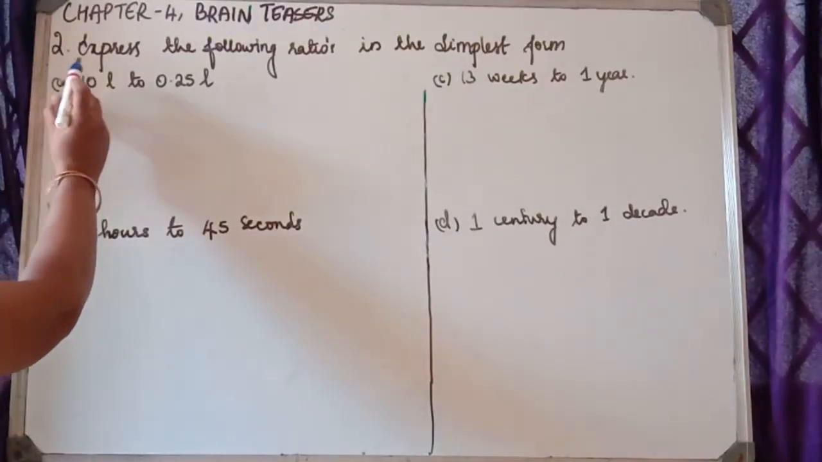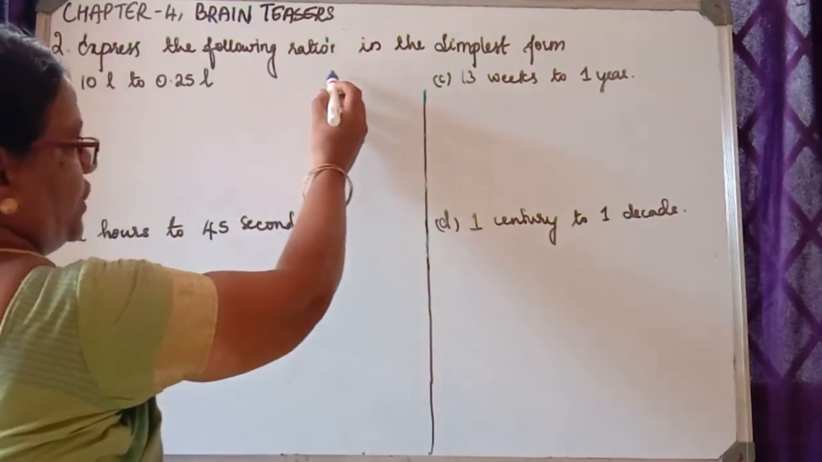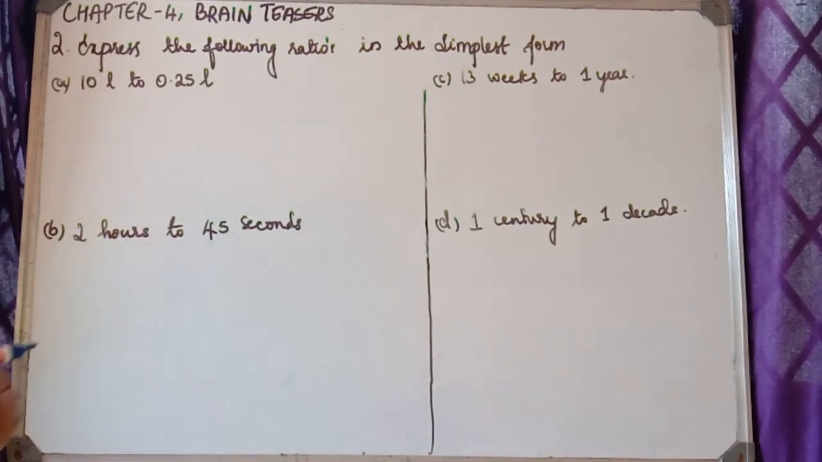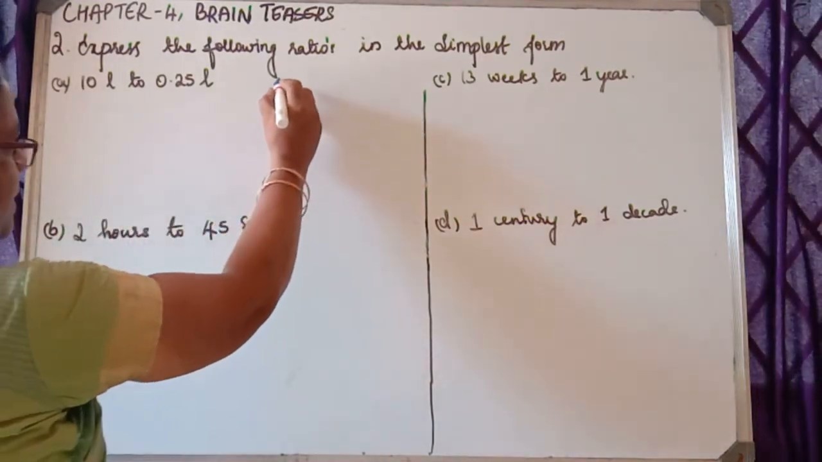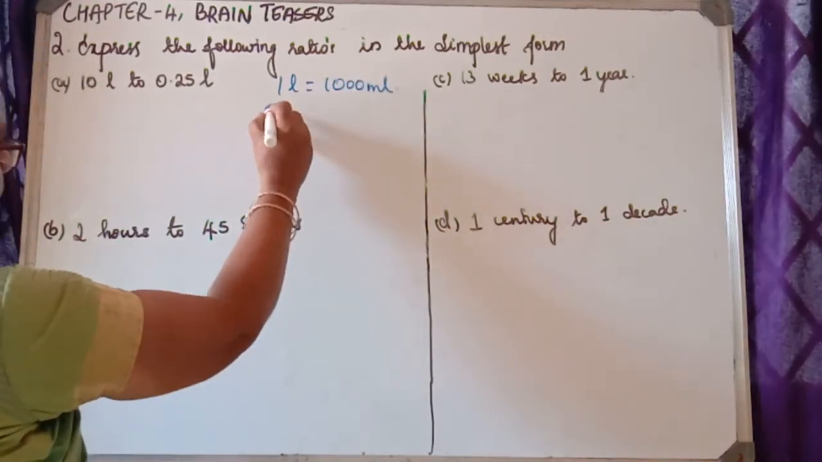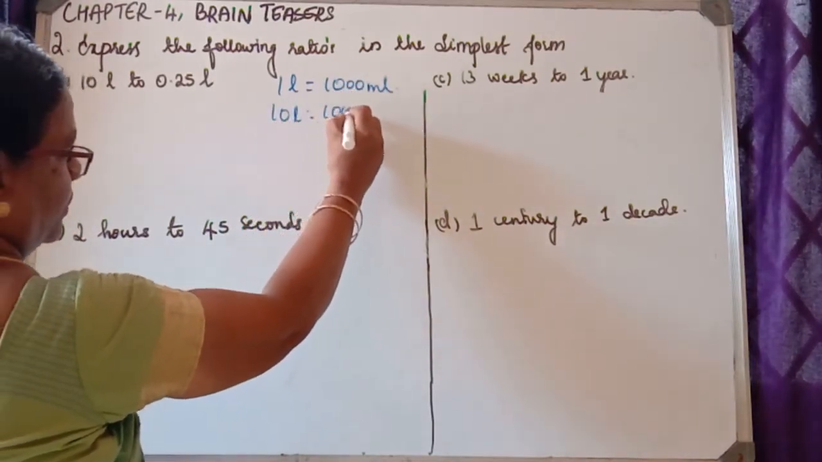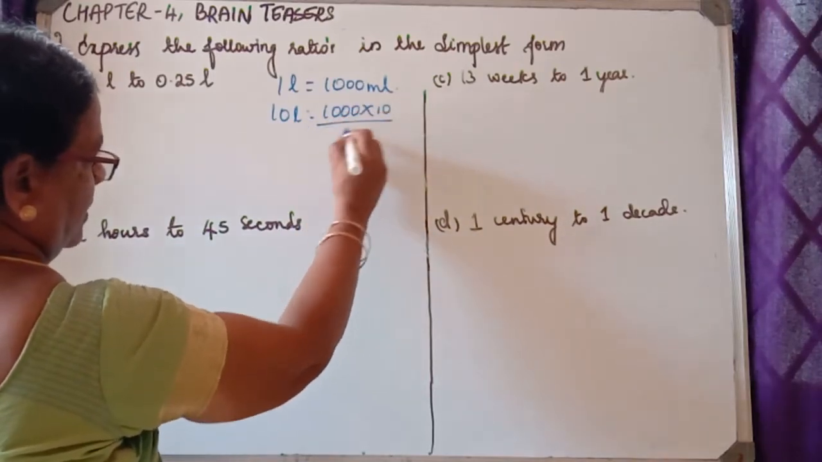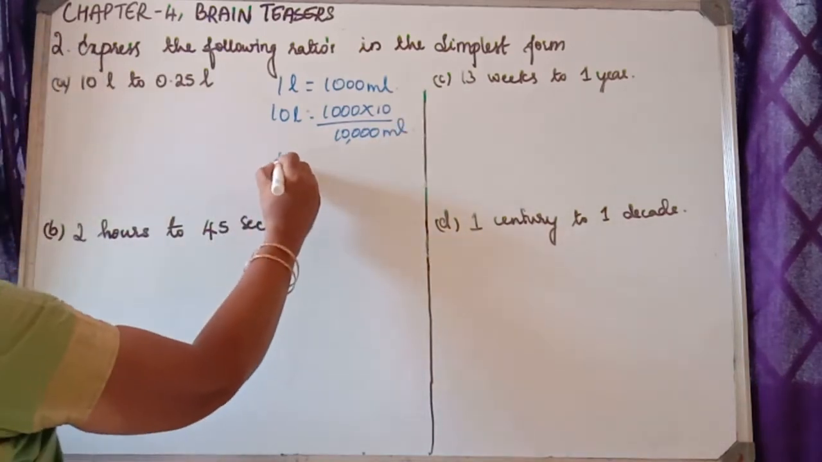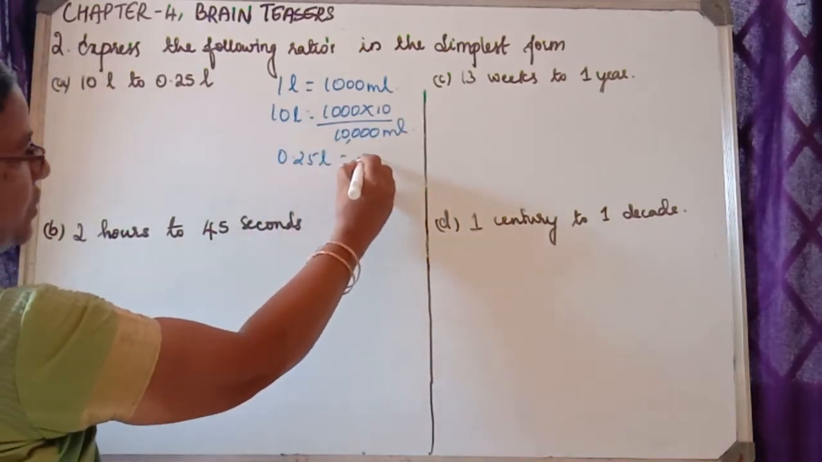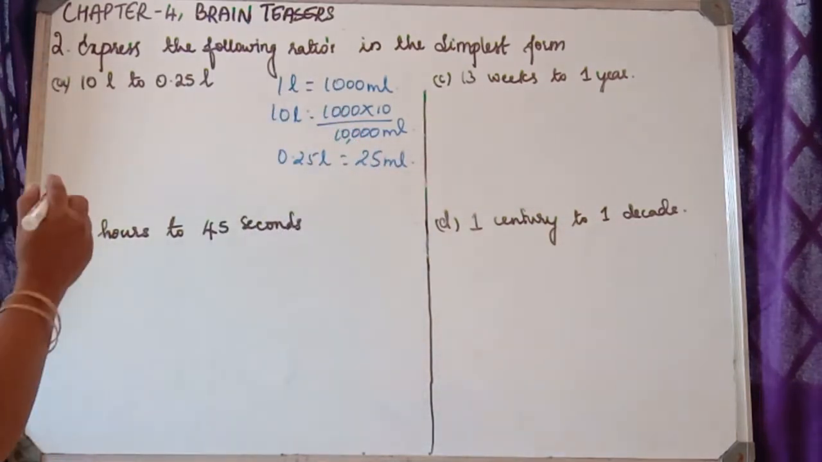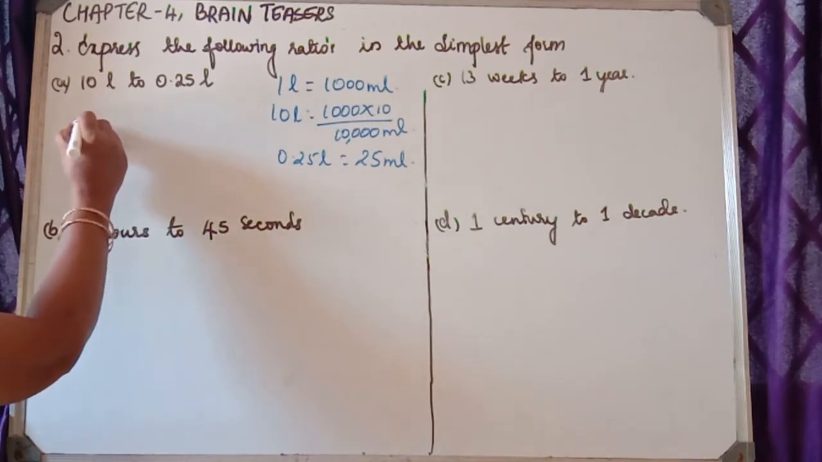Now, we are going to solve the second one. Express the following ratios in the simplest form. The first sum is 10 liters to 0.25 liter. That is, 1 liter is equal to 1000 milliliters. So, 10 liters is equal to 1000 into 10, 10,000 milliliters. Here 0.25 liter is equal to 250 milliliters. We convert to the same unit. Now we are going to compare it.